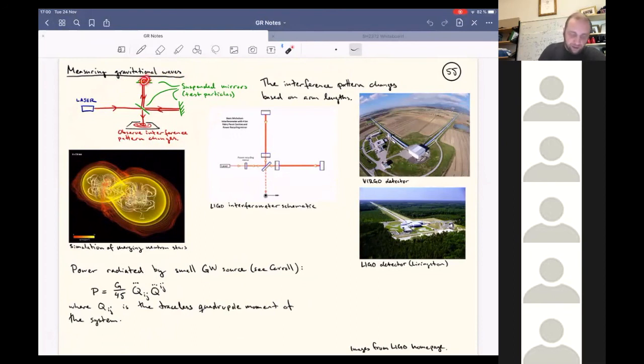and you have here mirrors that you suspend so that they move essentially on geodesics. If you look at the actual experiments, these are very intricate constructions, such that you can actually make sure that these mirrors move, at least in the relevant direction, in this direction, as if they were freely falling.